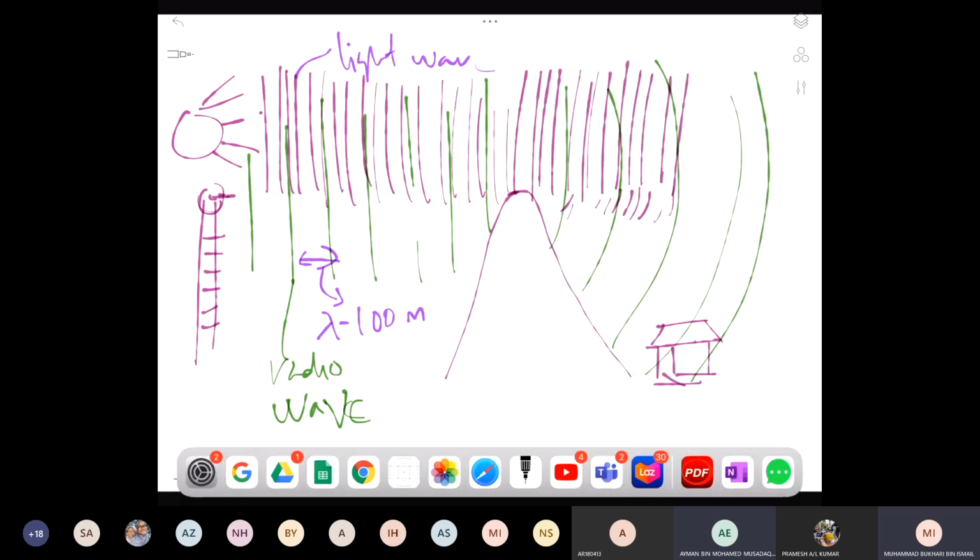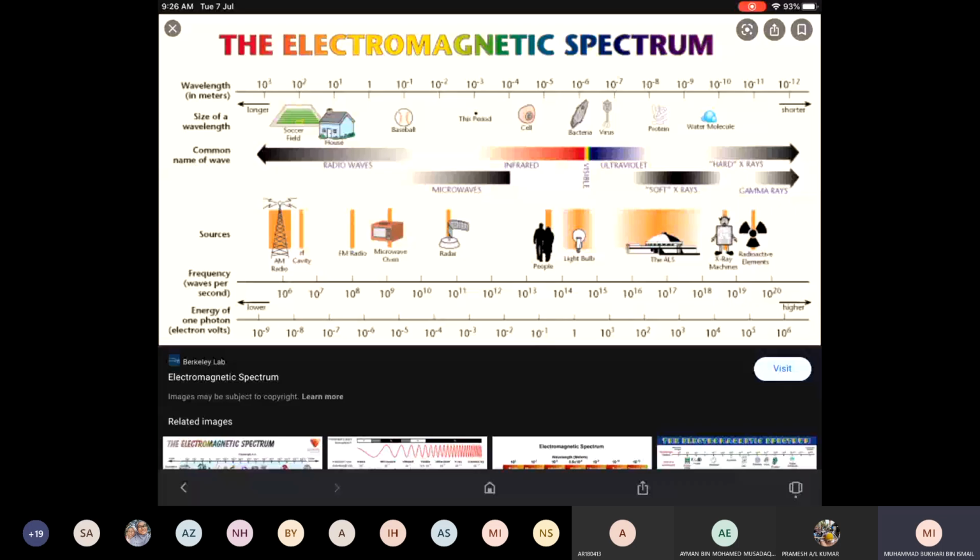Understand? Okay. Sekarang ni, what you can see? We can see baseball. Okay, you can see house, baseball, all of the object that you can see in the diagram actually shows the size of the object. Size of the object is comparable to the size of the wavelength. Contohnya, baseball ni 10 power negative 1, maknanya lebih kurang 10 cm. So that is size of the wavelength.